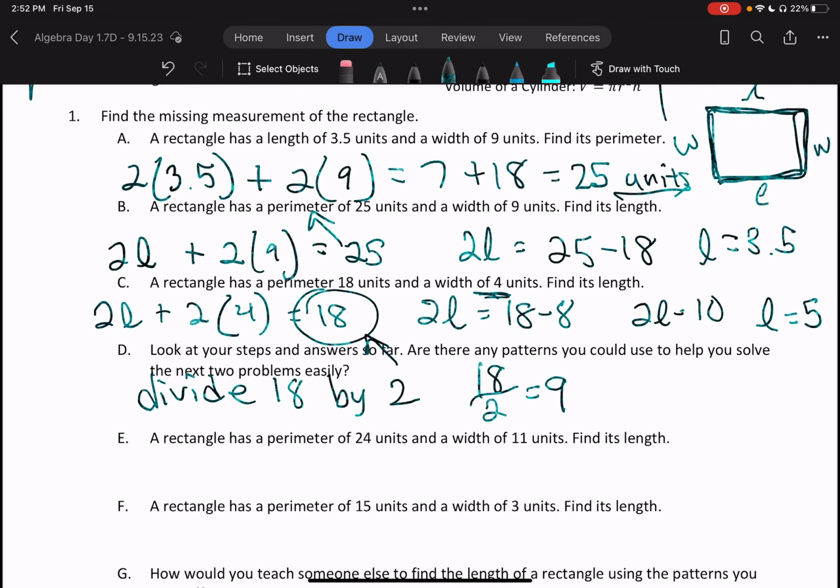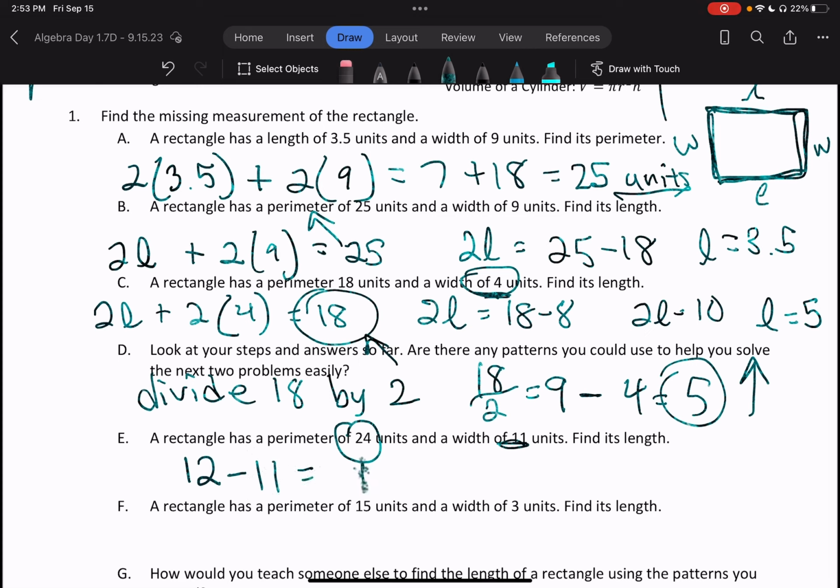There we go. Okay, so 18 divided by 2 equals 9, and then subtract, we know the width is 4, we get 5 above, so that's what we get there. So if I divide our perimeter by 2 and then subtract the width, then we can get the length that way. So let's try that. We have a perimeter of 24, so we divide that by 2, we get 12, and then we have the width of 11, so 12 minus 11 gives me 1.